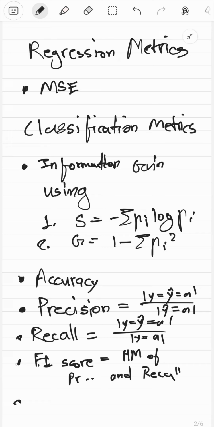Now there's this final thing called the Matthews coefficient. So I'm just going to write it as Matkoff. And that's given by this thing.